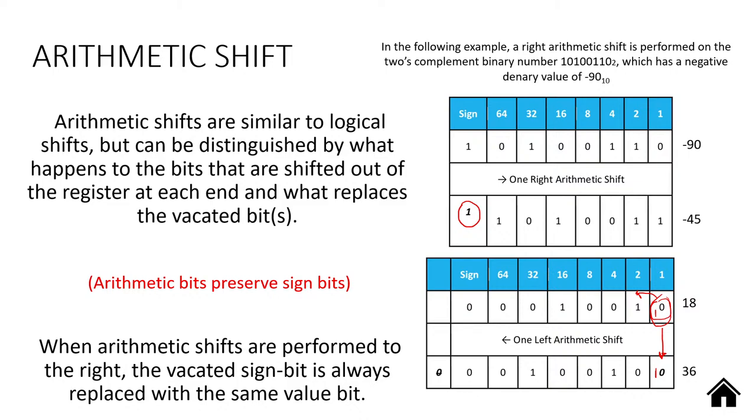So if I asked you to go 0, 1, 1, 0, 1, 2, 3, and 4, okay? If I asked you to perform a left arithmetic shift by 1, what would happen to this number? Well, if you shifted everything and moved it all the way down, if I just draw a little table.